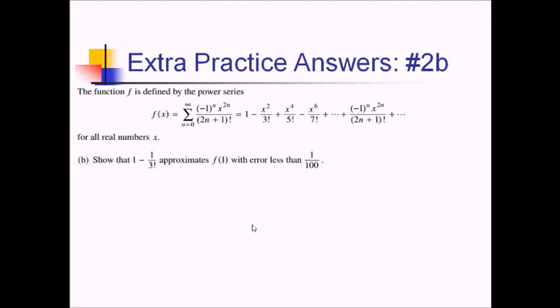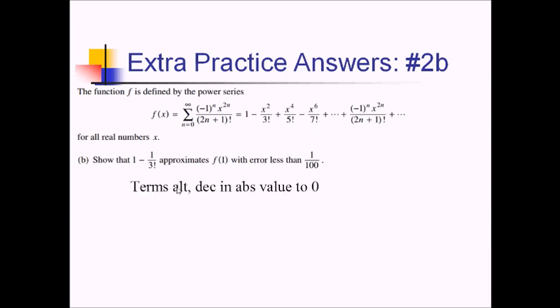For this part of the problem, they want us to show that 1 minus 1 over 3 factorial approximates f of 1 with error less than 1/100th. So we notice that we have an alternating series here, minus, plus, and that's going to definitely be the case. If you have an x value of 1, it's going to alternate. We also notice, since your denominator is growing, while if you're plugging in 1, your numerator is actually staying the same, this is also going to be a decreasing series down to 0.